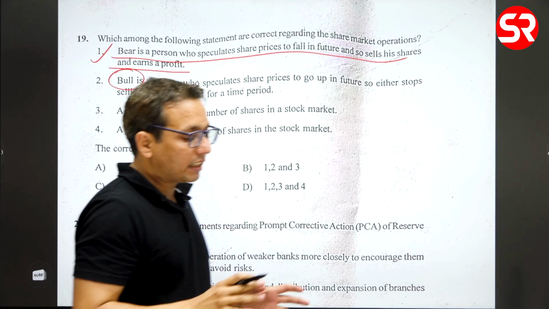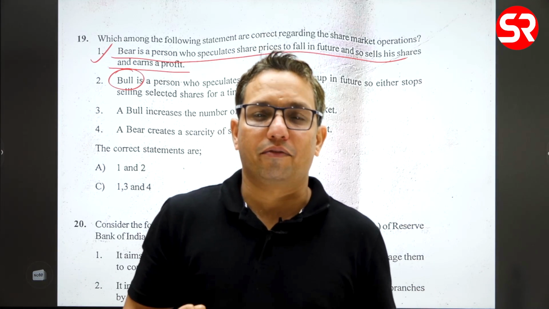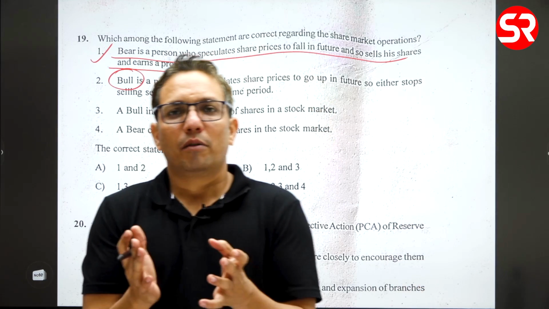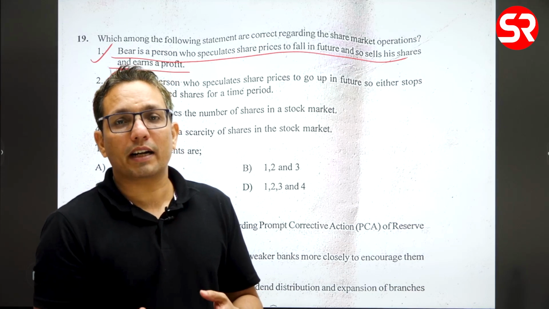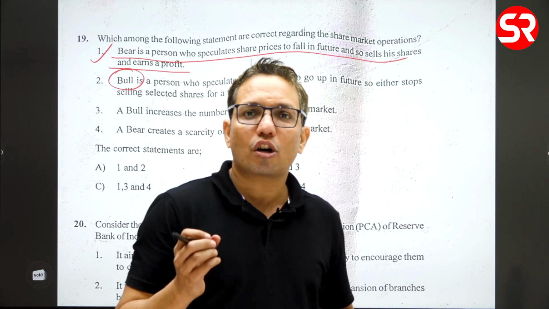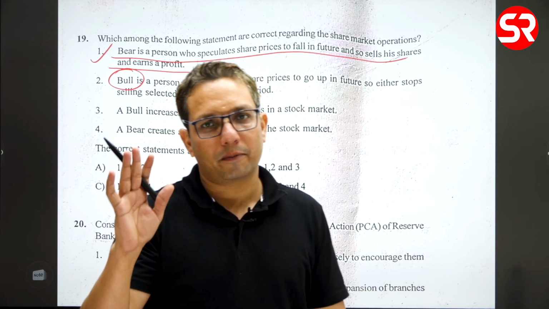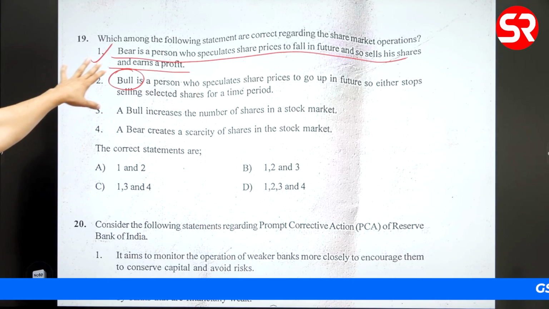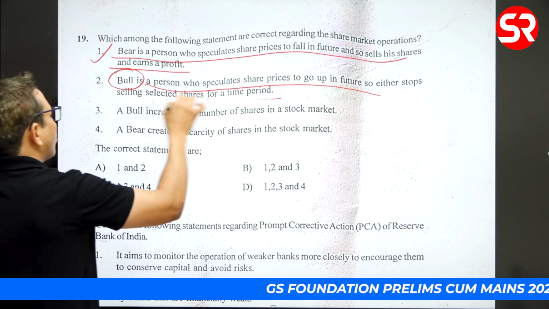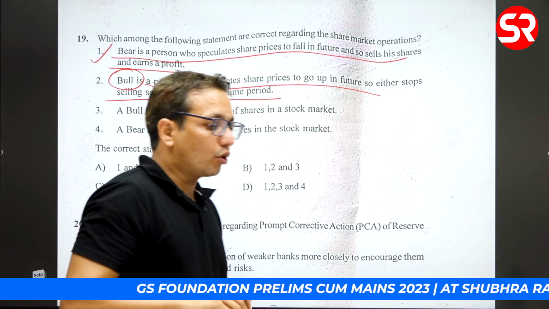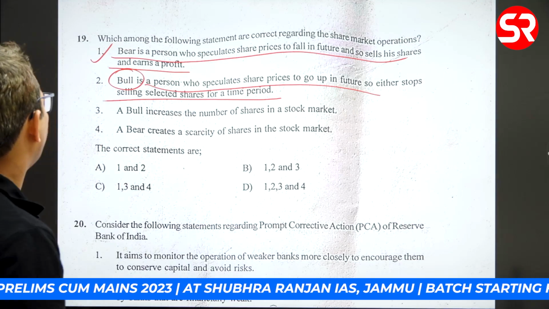On the other hand, bull. What do we say, bullish? I say he is very bullish about his chances this year. Bull means aggressive. Sloth is slow, bear is slow, bull is aggressive. So a bull in the stock market is a person who thinks the stock market will go up, and as it will go up, he is going to buy shares in bulk. So bear is a person who is going to sell shares. Bull is a person who speculates that share prices will go up and so either stops selling selected shares for a time period, or he starts even buying shares. All right. So the second statement is also correct.